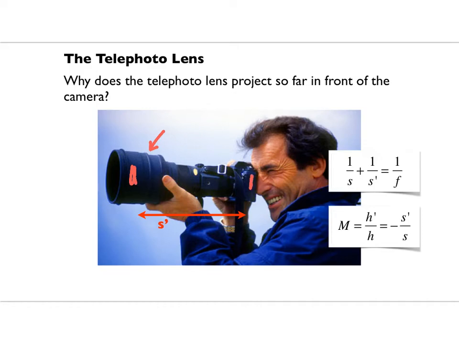Why would I want to have this giant value of S prime? Why do I want to have the lens so far in front of the camera? Why is that important for a so-called telephoto lens? Why do you want that to be true? I want you to think about the relationships and what they mean and what they're telling us. Take a minute to reason. I'll be back.